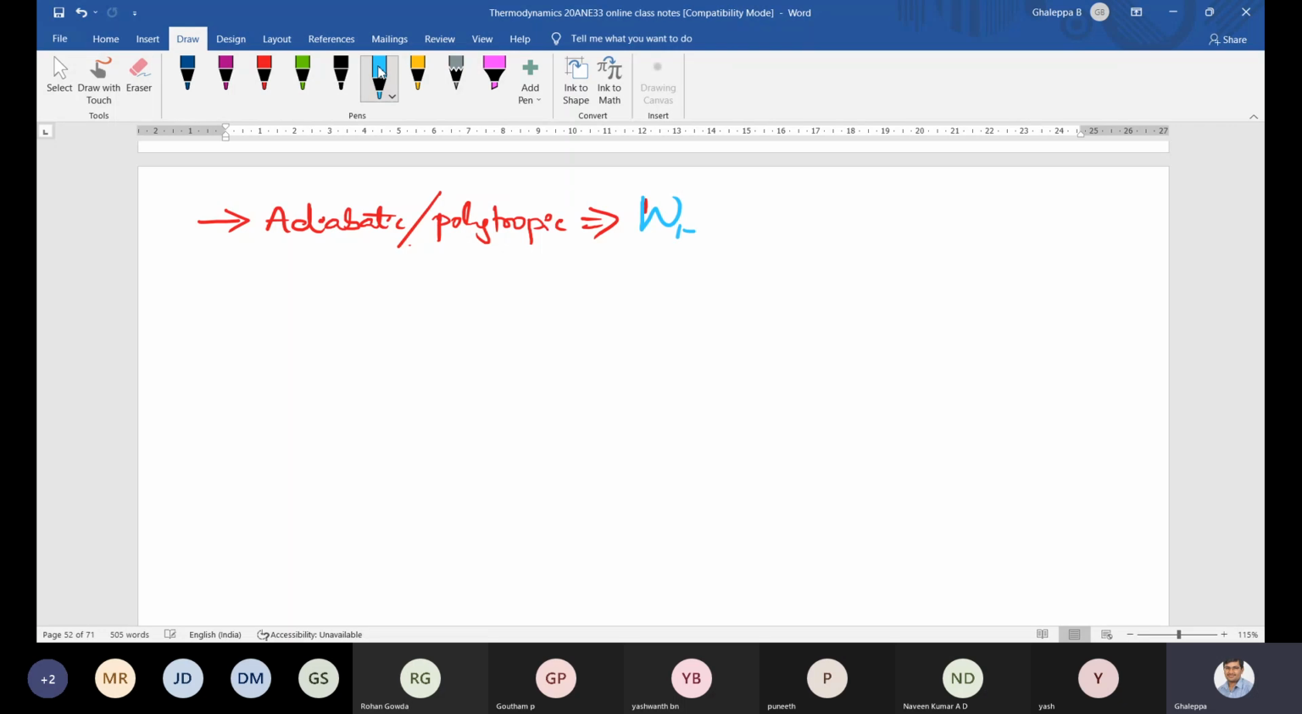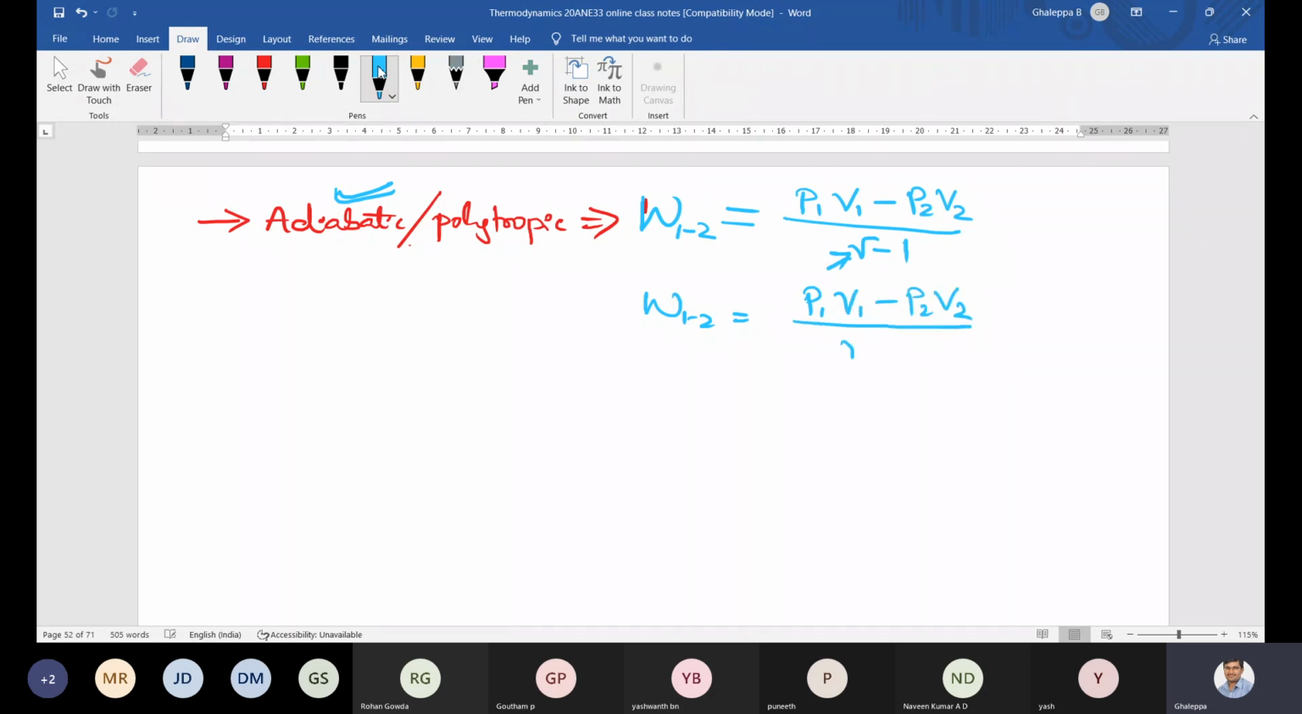Again, from initial to final, 1 to 2, work done is equal to P1 V1 minus P2 V2 divided by gamma minus 1. If it is the gamma value, this is for the adiabatic process. If it is the n value, P1 V1 minus P2 V2 divided by n minus 1, then it is for the polytropic process. This is for the adiabatic process. Then you can ask, what is the difference, sir?